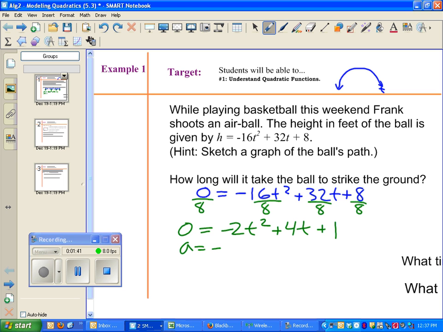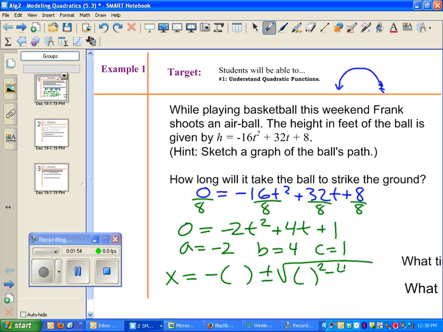So you identify a, b, and c. A is negative 2, B is 4, and C is equal to 1. And you're going to plug that into your quadratic formula: negative b plus or minus the square root of b squared minus 4ac, all over 2a. Okay, so when I plug them in, b is 4, c is 1, and a is negative 2.